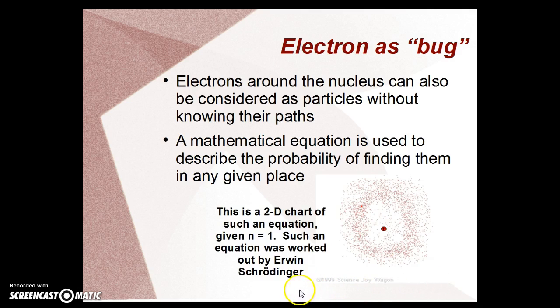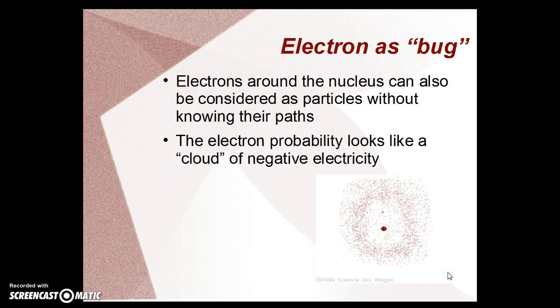And this equation was worked out by Erwin Schrödinger. This is a 2D chart of the square of his equation if n, the first quantum number, the energy level, is equal to 1. In this case, there is only one allowed probability distribution. And this is shown to you in 2 dimensions with a kind of animation to show that the electron's path is not predictable. The electron probability looks like a cloud of negative electricity.